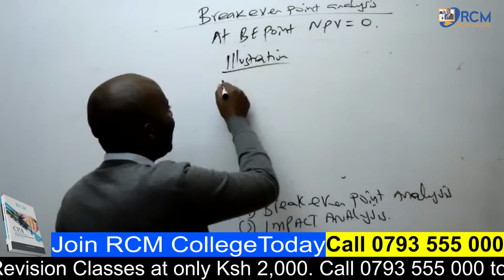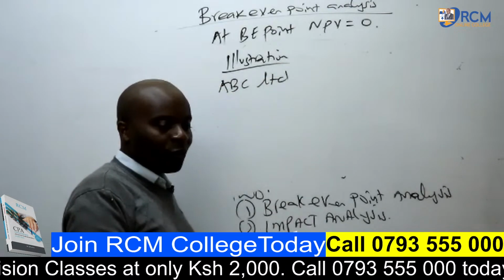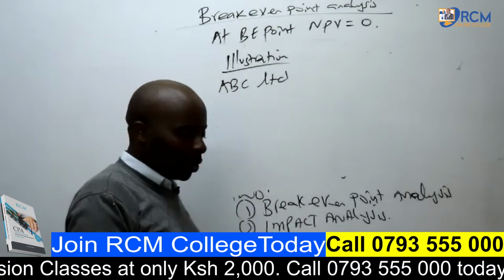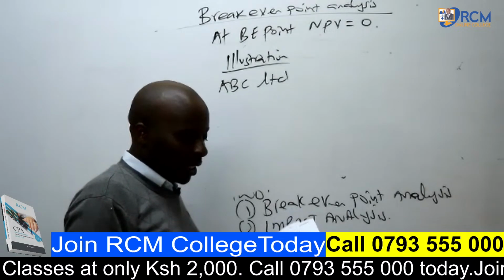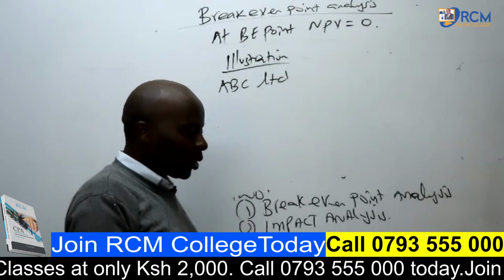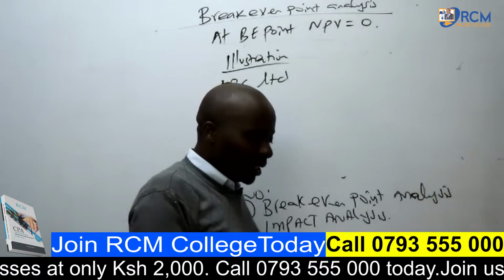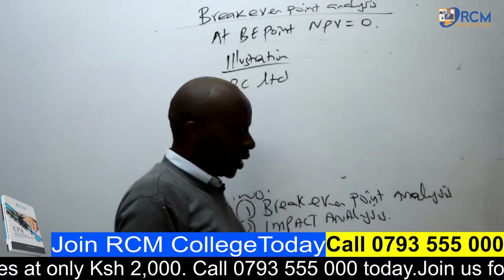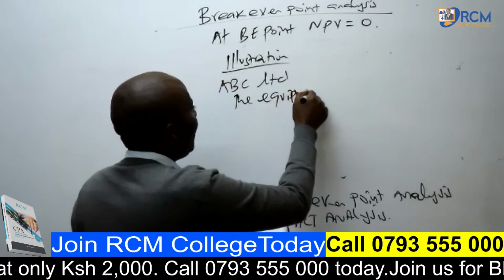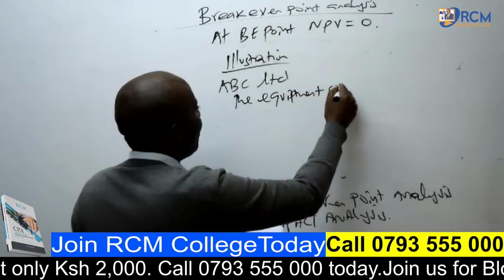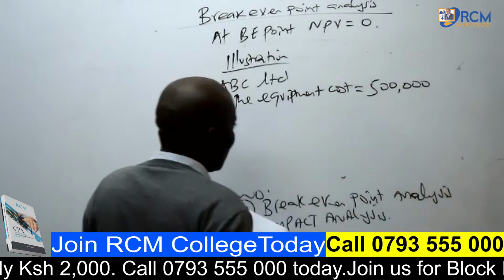Illustration, ABC Limited. For those of you who have this handout, you don't have to write the question. It's on page 6 of this handout, where they have told us that ABC Limited is considering whether it should purchase an equipment to increase its production. The equipment cost equals 500,000.